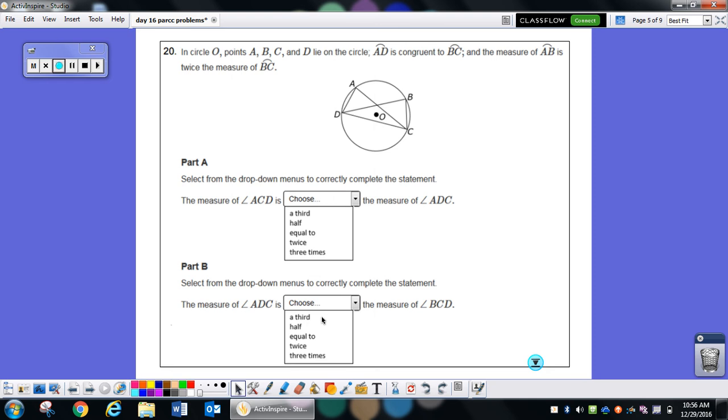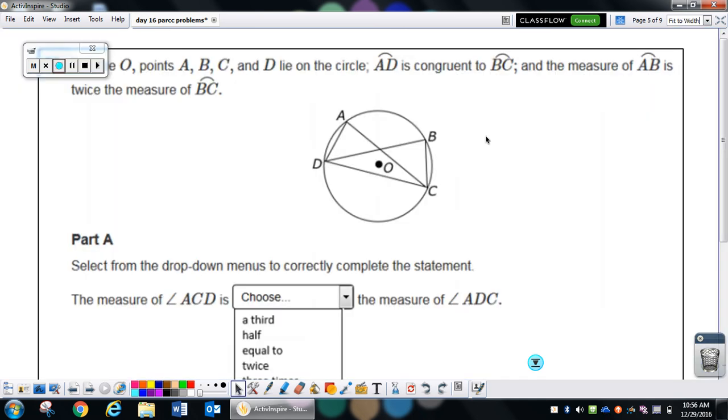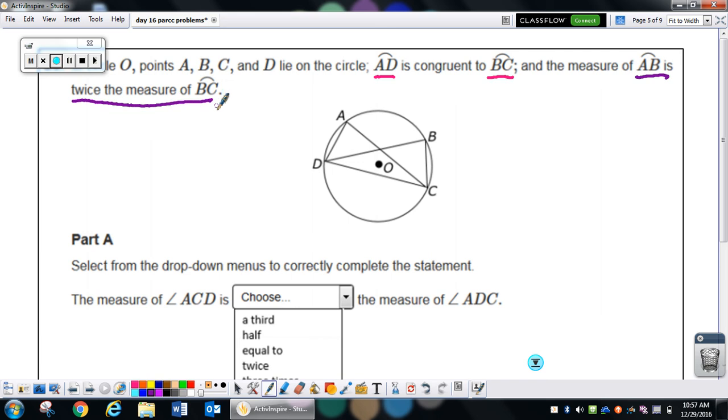So you have a circle O, so that means O is the center, and you can see none of the segments go through the center, so we don't have a diameter anywhere. A, B, C, and D are on the circle. I'm just going to do some highlighting. Arc AD is congruent to arc BC, and then the measure of arc AB is twice the measure of BC.